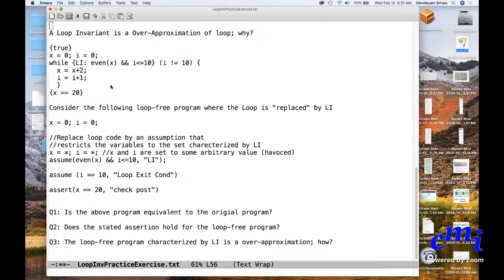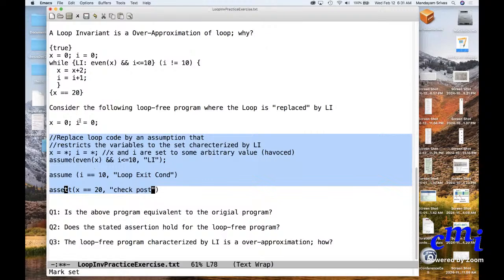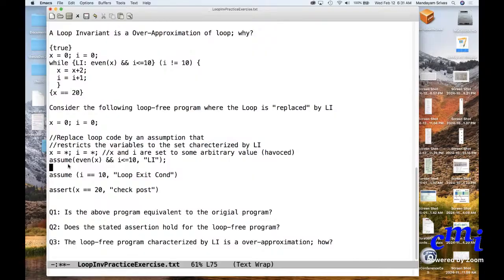The key word is includes. In some sense you can replace the entire loop by the loop invariant, and that's what I'm doing here. The program I'm showing here is the same program as before, except that the while loop is replaced by an assumption which exactly characterizes the condition defined by the loop invariant, which in this case is even x and i less than or equal to 10.